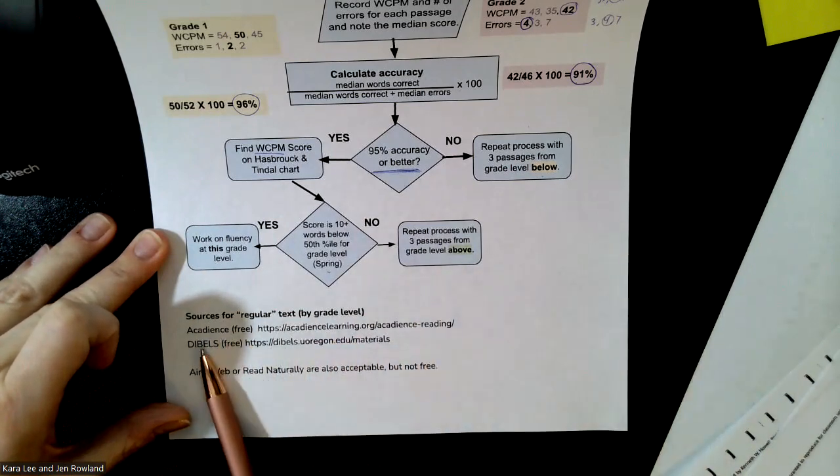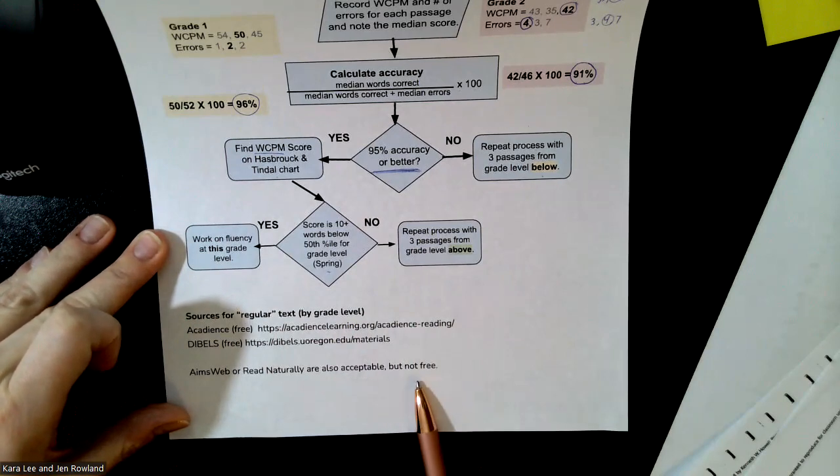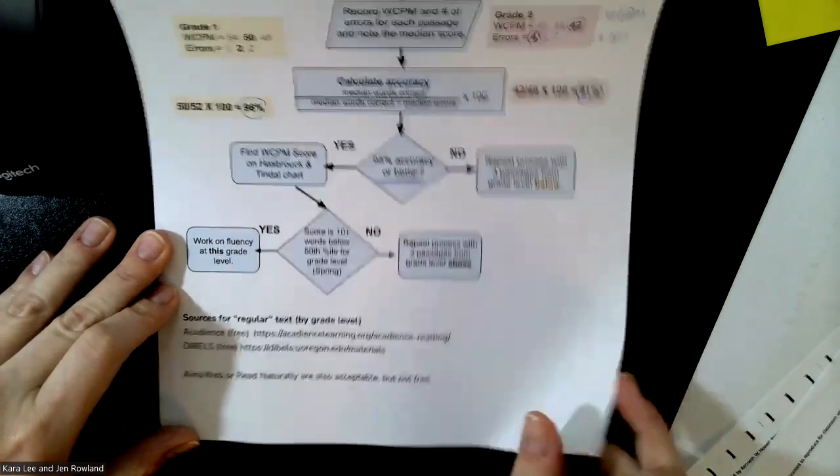So you can use Acadience or DIBELS, or see the other video about how to access those. Maybe your school does AIMSweb or Read Naturally. Those are also acceptable, but those are not free, whereas Acadience and DIBELS are.